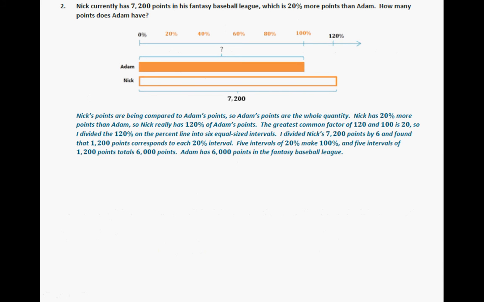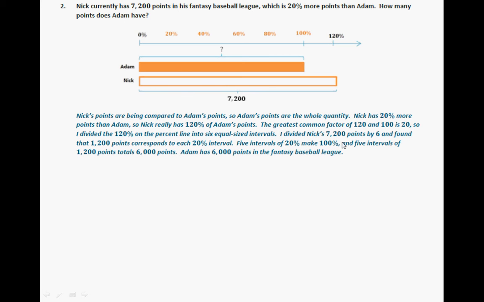All right, here is number 2. Nick currently has 7,200 points, which is 20% more than Adam. So how many points does Adam have? Well, if Nick has currently 7,200 points, and that's 20% more, then that's going to be 120%. Adam is 100% of that, and we don't know what that is. Since Nick's points are being compared to Adam's points, Adam's are the whole quantity. Nick has 20% more, so Nick really has 120% of Adam's points.